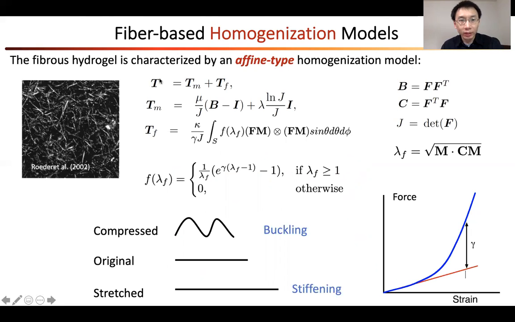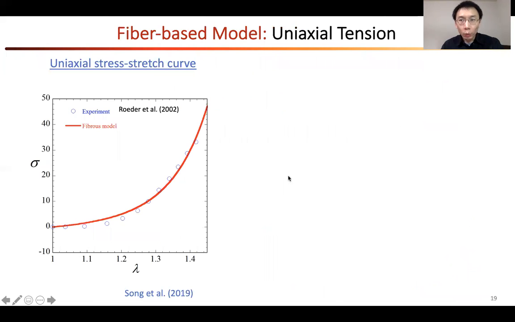So here you can see that the Cauchy stress has two contributions. The first term comes from the background matrix, so we use a neo-Hookean model to describe it. And the second term contains contributions from the fibers over all orientations, okay? And we calibrate our model using experimental data for a uniaxial tension test. And you can see that our fibrous model can capture the nonlinear behavior very accurately.